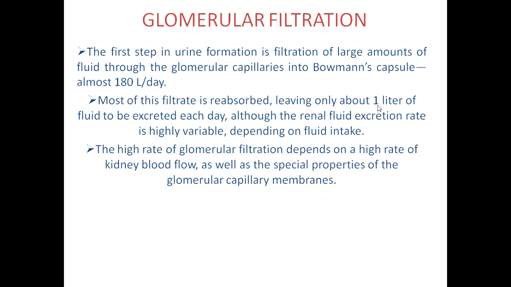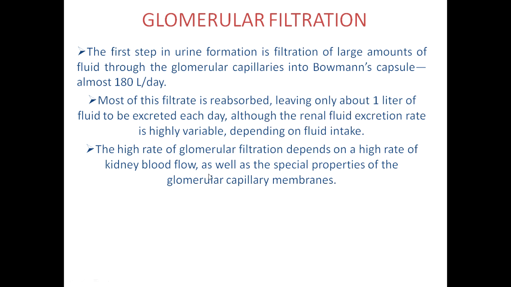form of urine. But this 1 liter is highly variable, because if we take large amounts of fluid, the excretion may increase to 2 to 3 liters. So it is highly variable and depends upon our fluid intake. And if we do not take much fluid and we are dehydrated, even this 1 liter of excretion will decrease to 500 ml or so. Understand? So this excretion is highly variable depending on our fluid intake.